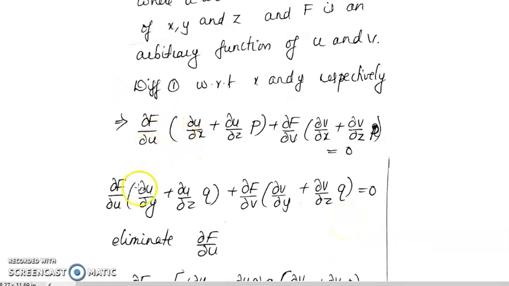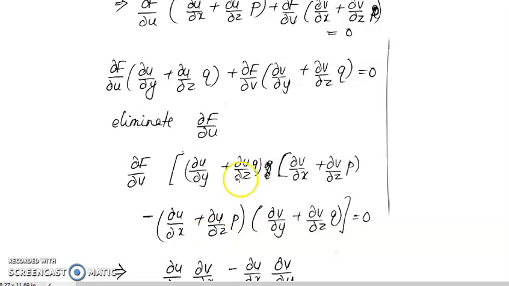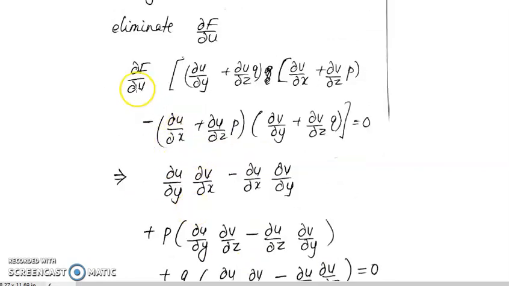Now I'll eliminate dou f by dou u between these two equations. So we have to multiply the coefficients crosswise: multiply this coefficient to the first equation and the negative of the first one to the second equation. So on eliminating dou f by dou u, you are going to get an equation like this.